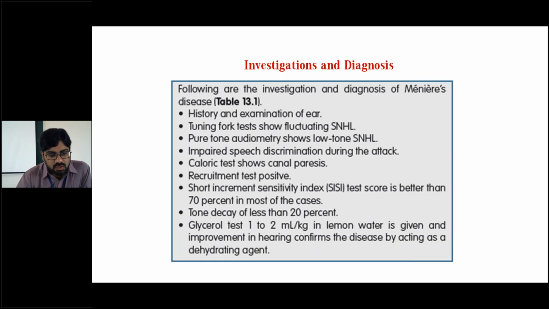Tone decay is done, tone decay of less than 20%, and the glycerol test. In the glycerol test, 1 to 2 ml per kg in lemon water is given, and an improvement in hearing confirms that the disease is acting by a dehydrating agent. When you give this glycerol, it will act as a dehydrating agent, so it will remove some of the water from the endolymph, which will decrease the distension at the Reissner's membrane, and definitely there is some improvement in the hearing. So that will confirm that this is due to endolymphatic sac distension.